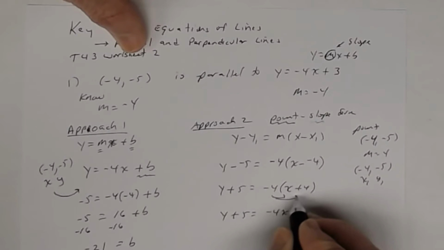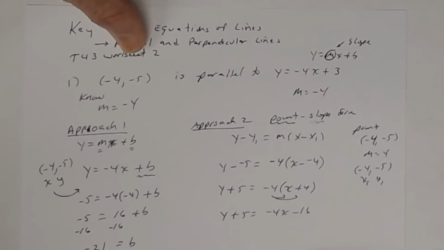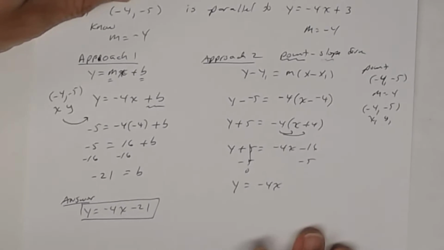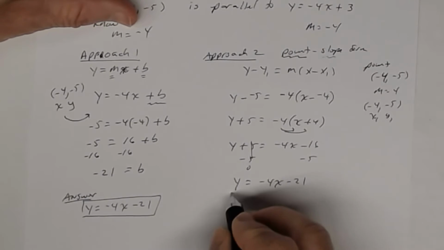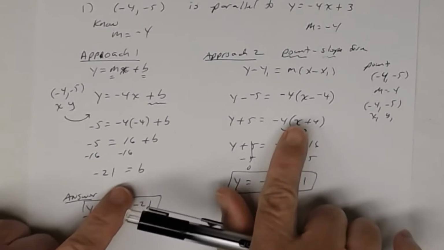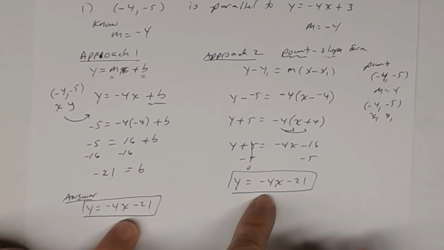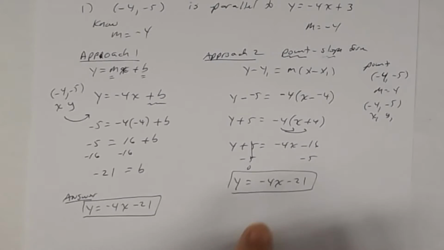A negative 4 times a positive 4 is a negative 16. And then I'm going to subtract 5 from both sides. Combine like terms. I get y equals negative 4x, a negative 16 and a negative 5 is a negative 21. So no matter which approach you take, you get the same equation in the end. All right, so that's number 1.